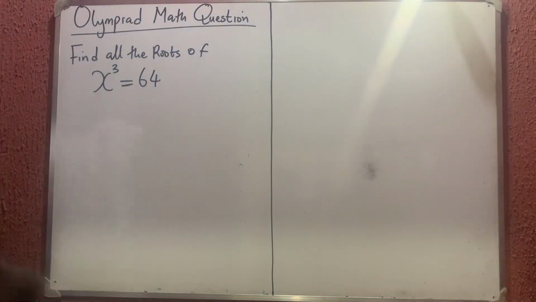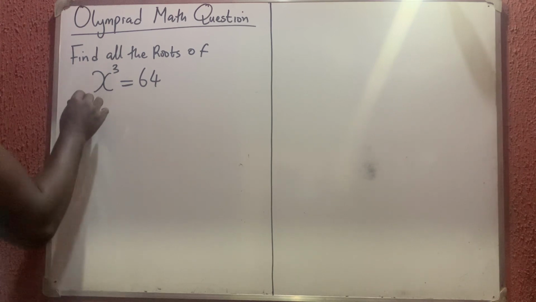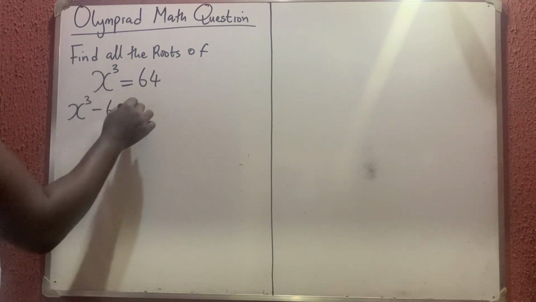All right, let us quickly solve this Olympiad math problem. We are asked to find all the solutions of this. Now I'm going to solve using two methods. The first one is that let's try to bring this side. I'm going to have x raised to power 3 minus 64 is equal to 0.